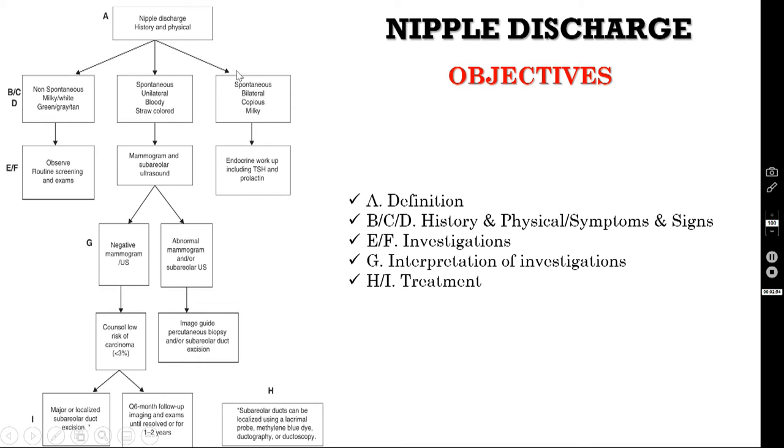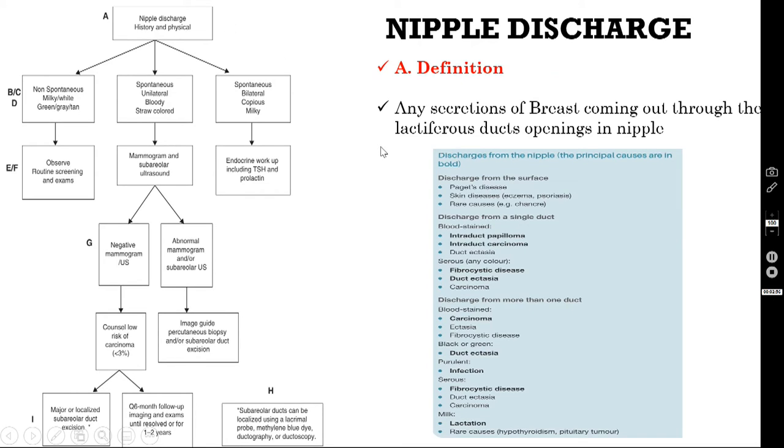So number one, we are going to talk about the definition. That is the first thing I am going to talk about. Any secretion of the breast coming out through the lactiferous ducts opening in the nipple is called nipple discharge. It is that simple.